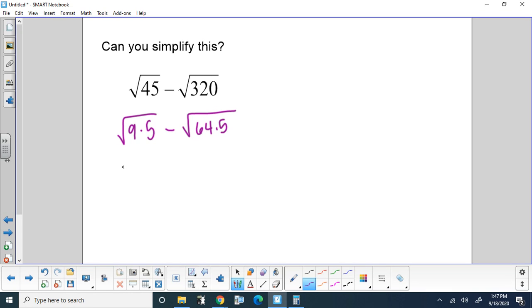Next, I know that the square root of 9 is 3. So the beginning one becomes 3 times the square root of 5. I know that the square root of 64 is 8. And I still have the 5 that did not pair up. Notice that they both have the same radical part, square root of 5. What this means is I can now subtract the 3 and the 8 and get a final answer of -5 times the square root of 5.